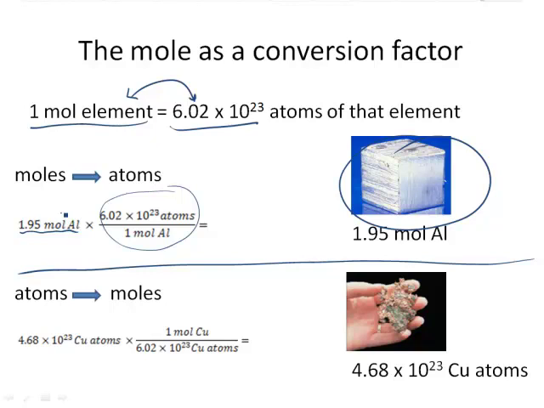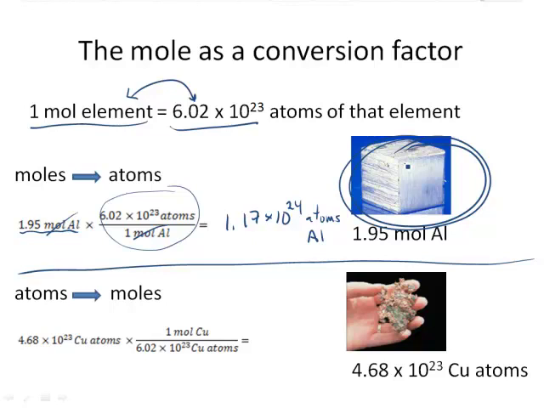But when you multiply through, the units of moles of aluminum cancel, and you end up with units of atoms of aluminum. And so when you multiply the 1.95 times the 6.02 times 10 to the 23rd, you come out with 1.17 times 10 to the 24th atoms of aluminum. So we've taken a sample, and we knew what it was in terms of the moles of aluminum, and we've converted that to the number of atoms of aluminum. It hasn't changed the sample. It's the same sample. We're just describing it in different units.